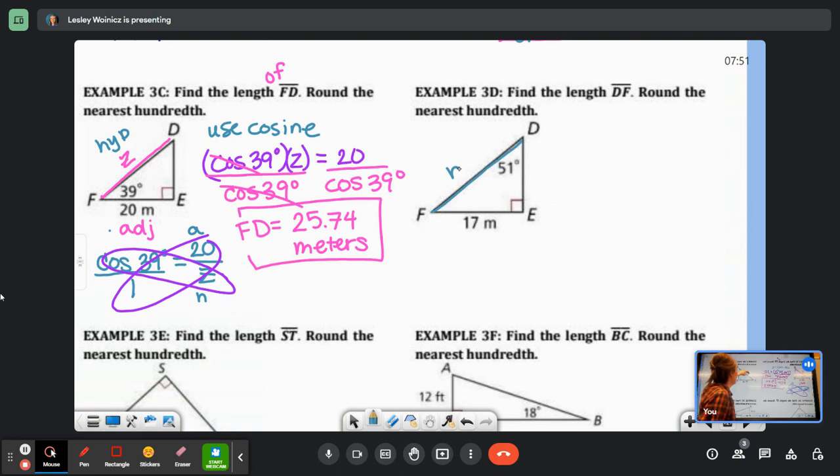Okay, we have to find the length of DF. That is our hypotenuse. Our 17, if I look at this 51-degree angle, the 17 meters is the opposite side. So if I'm using opposite and hypotenuse, I'm going to have to use sine.